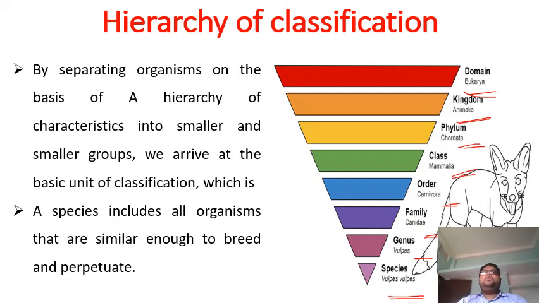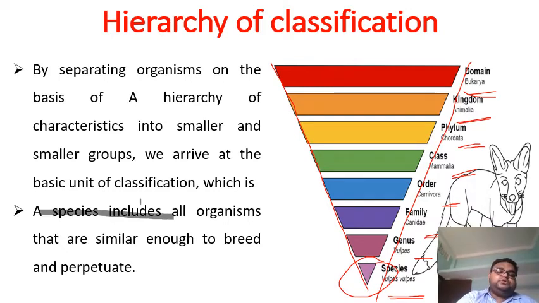Okay, students. When we are classifying organisms, narrowing down from broader characteristics, ultimately we reach the final characteristics, or the basic unit of classification, right? So what is the basic unit of classification, students? The basic unit of classification is species. So what is a species? A species includes all those organisms.